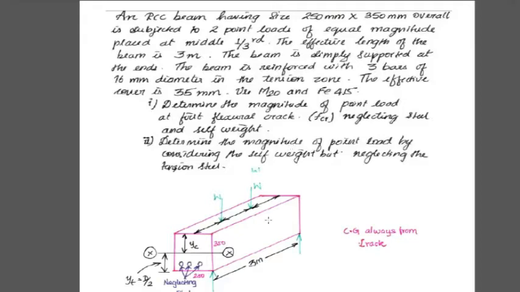So first of all, this is the pictorial diagram of the question that they have given. Three bars, each having 16 diameter, at the tension zone. So top is the compression zone and bottom is the tension zone. Then the breadth of the beam is 250 and the depth of the beam is 350 mm, and the total distance is 3 meter, and there are two loads given, both at 1 by third of the total length, 1 by third of 3.